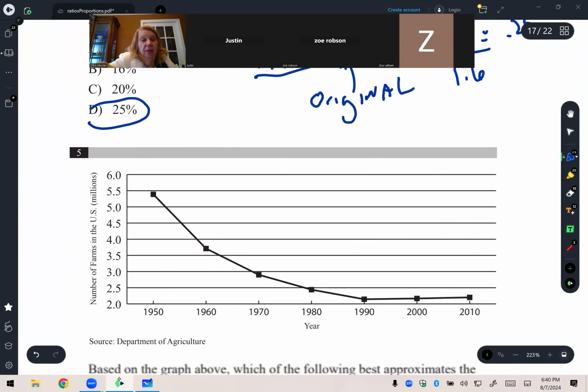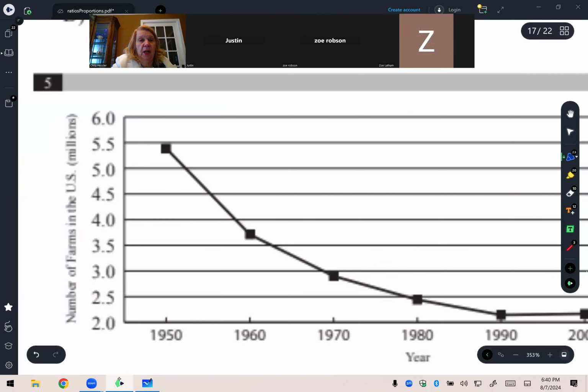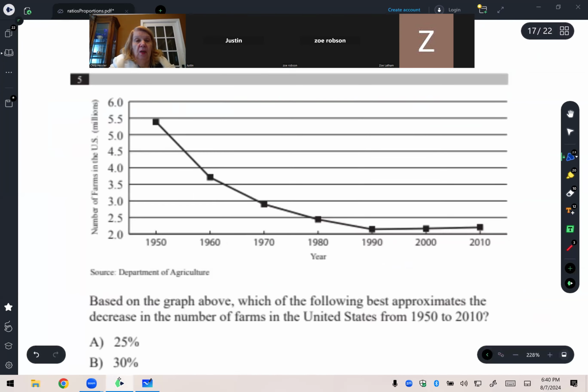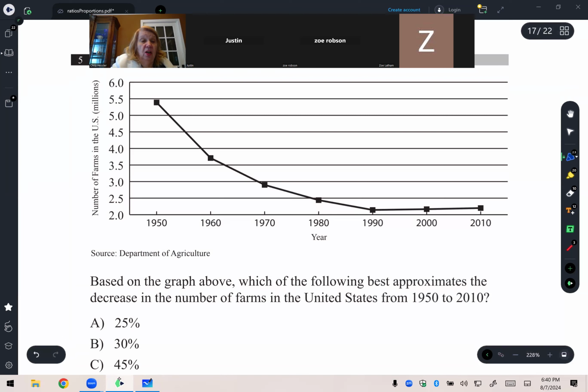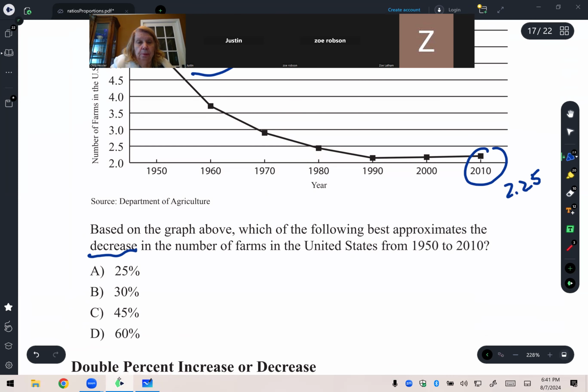Okay, so now with this one, this is hard to believe. In 1950, they know we can't get this exact. So we want to take the amount of decrease, so we don't have to put a negative sign in here. In 1950, I'm going to say it's about 5.4 million. And in 2010, that's about 2.25. They know you can't get it exact. So then I'm going to take 3.15 divided by the 5.4 you started with.